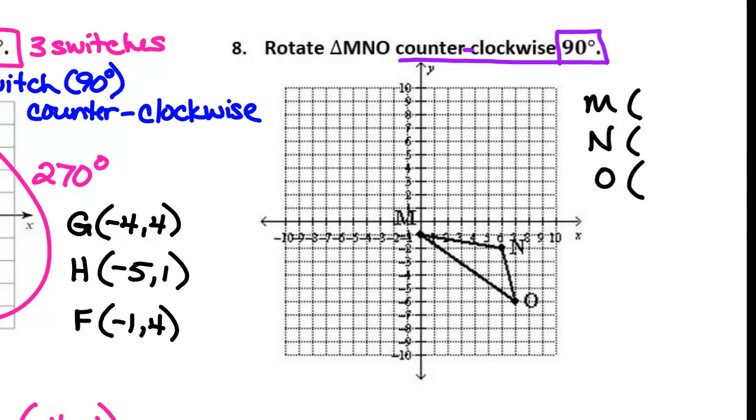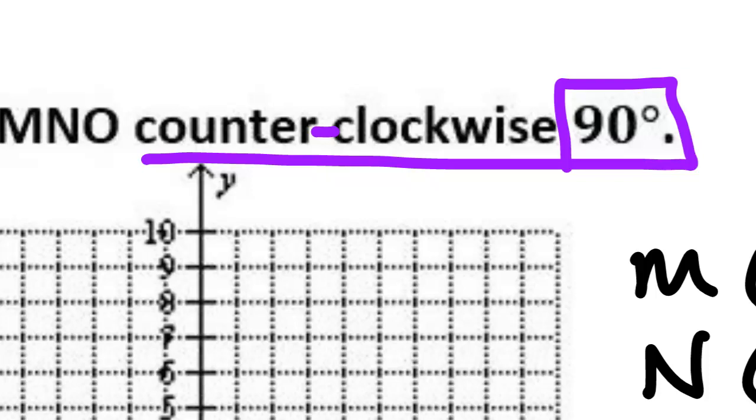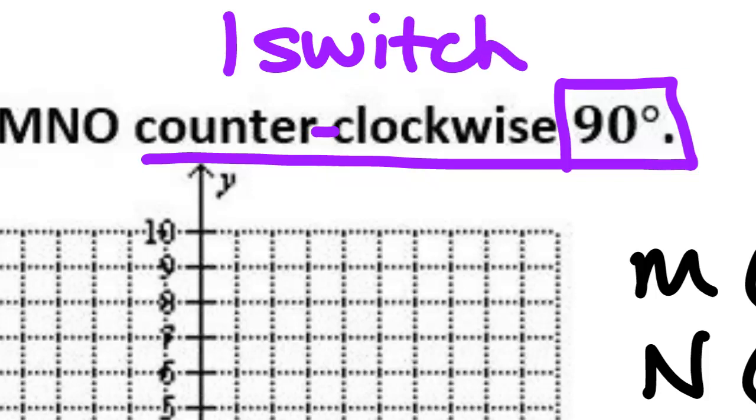What quadrant are we moving into if I'm going counterclockwise 90 degrees? Which quadrant are we moving into? 1. Counterclockwise would send me back here. There's my 90-degree rotation. How many switches if we're going 90 degrees? 1 switch. So I need to know my ordered pairs for M, N, and O so that I can switch them. We're going into quadrant 1.